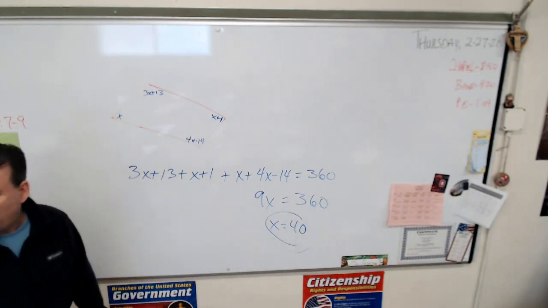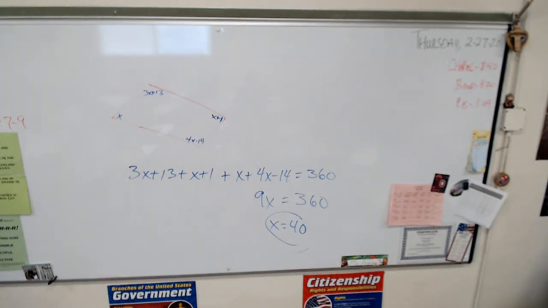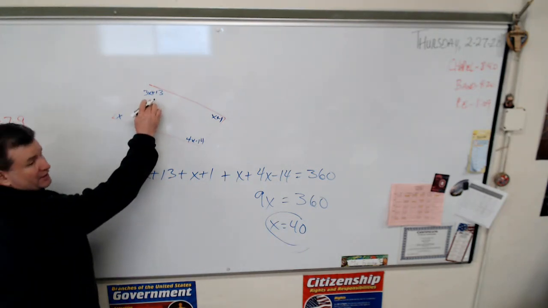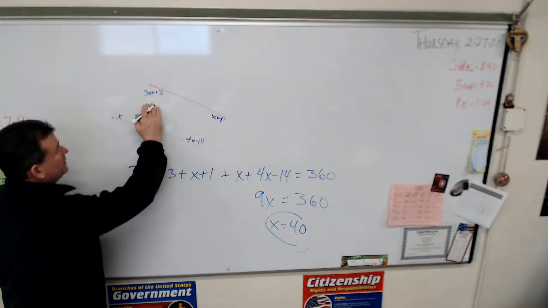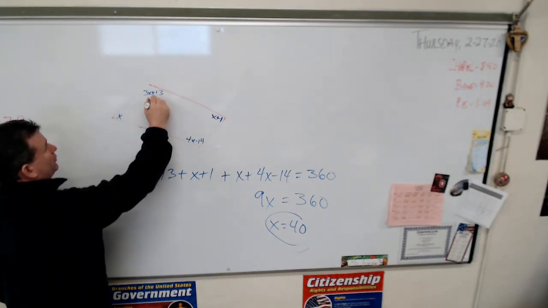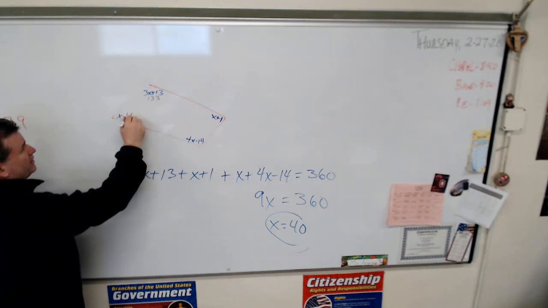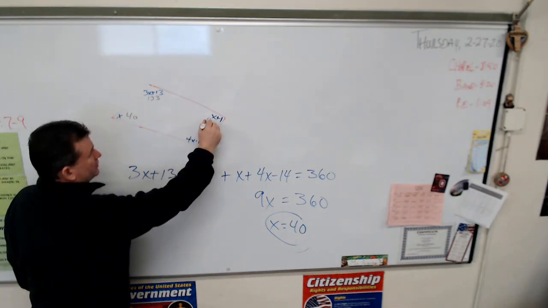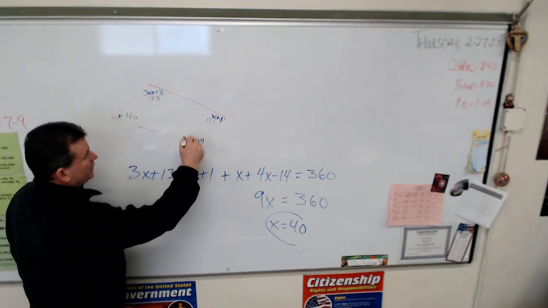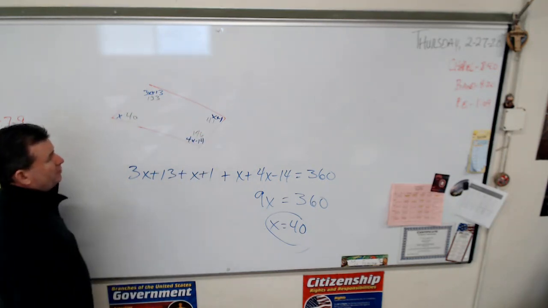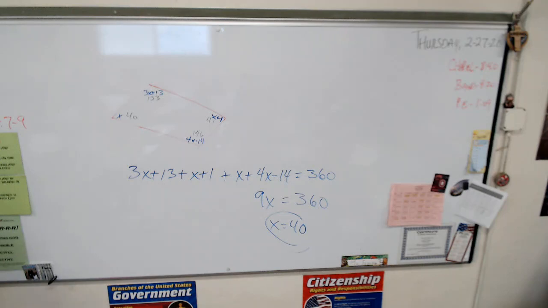That's right. All right, if x is 40, this angle is 3 times 40, 120. So we got 133 there. This is 40. 40 plus 1. 4 times 40, 160 minus 14. Did anybody add those up? Please tell me it's 360. I did it, but I know it is. 360.